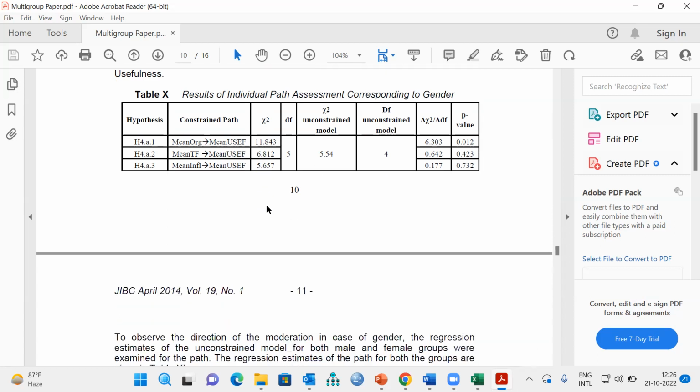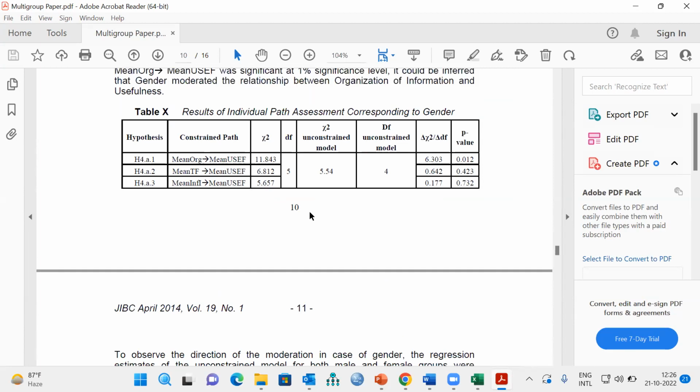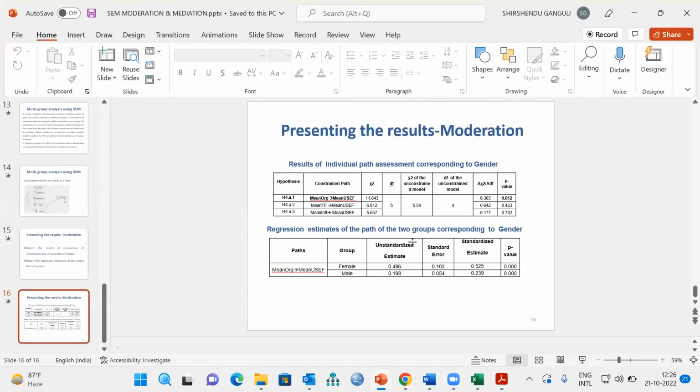So once you have done that, is this clear? Yes, Professor. Second part comes.